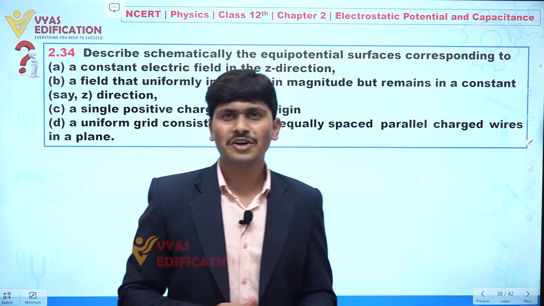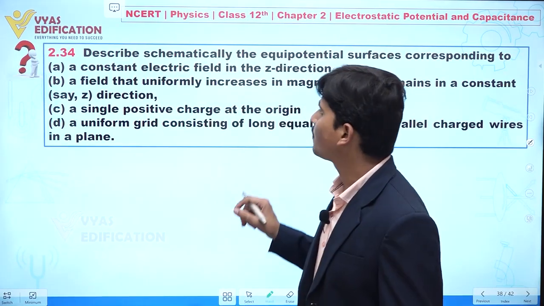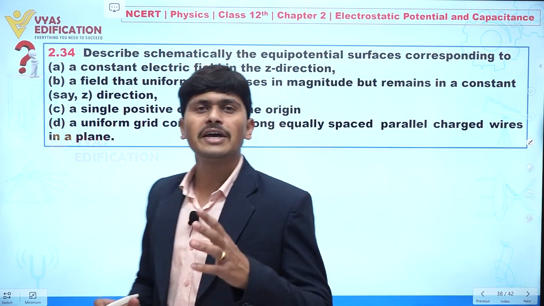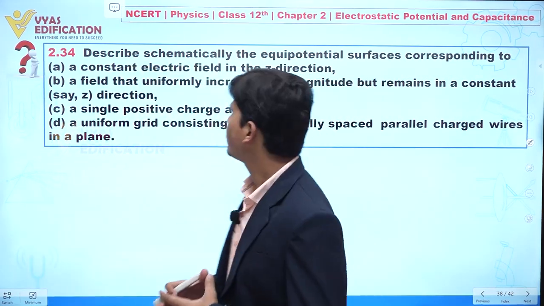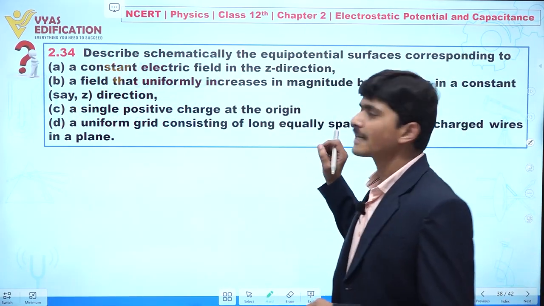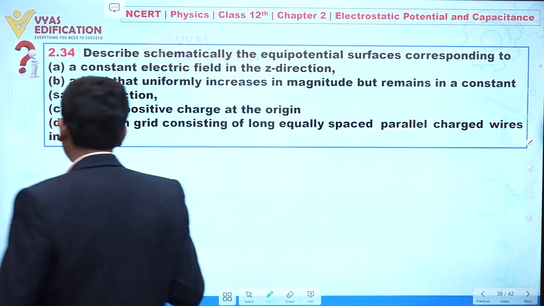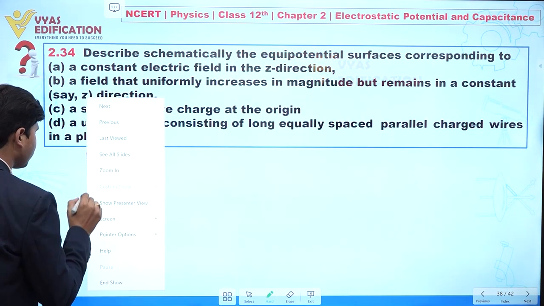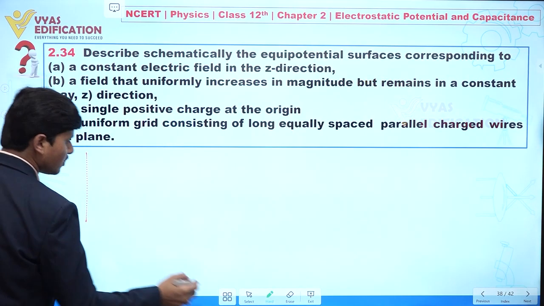Now dear student, we are going to discuss question number 2.34. In this question, you have to draw the equipotential surface. In part A, a constant electric field acting in the z direction is given. Clear?